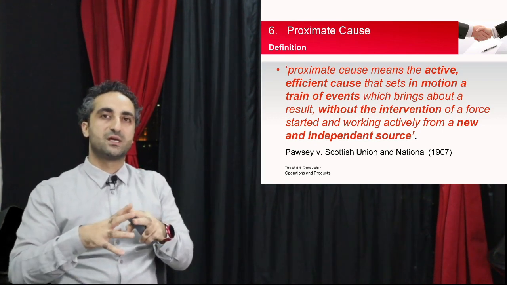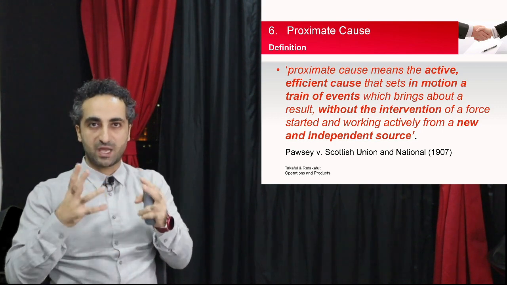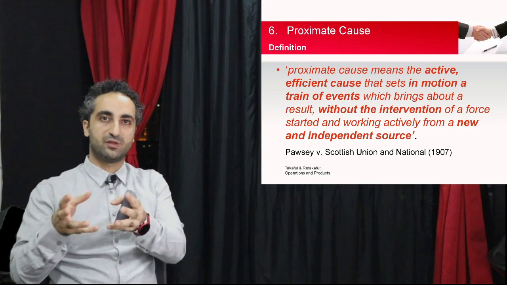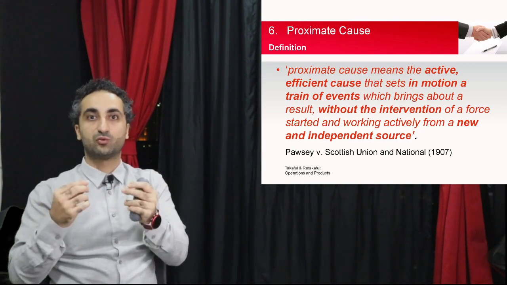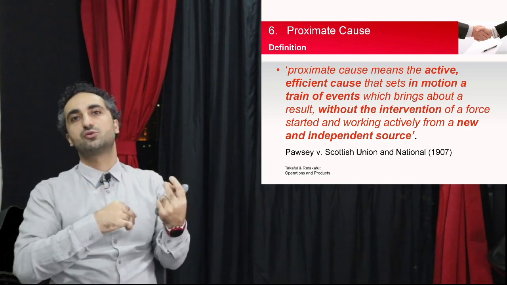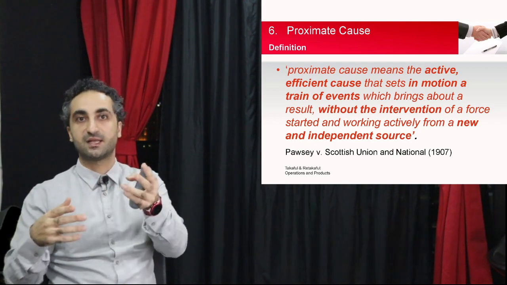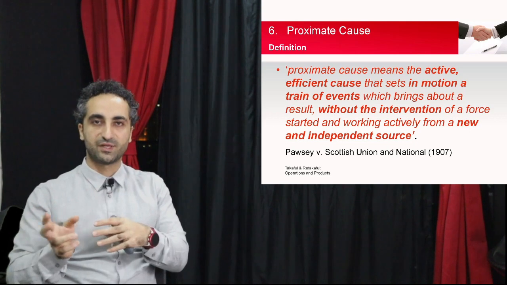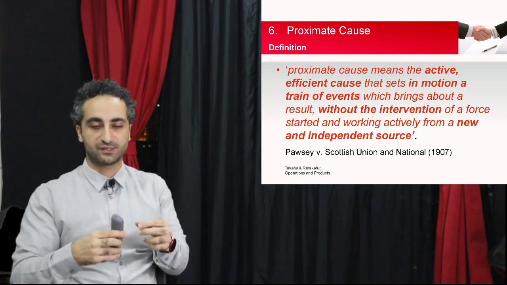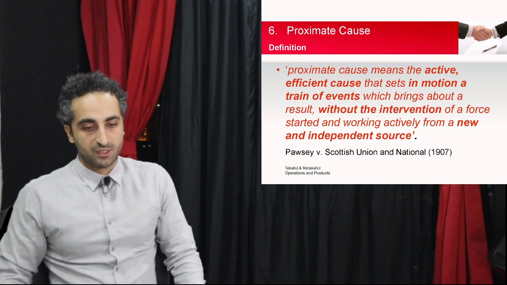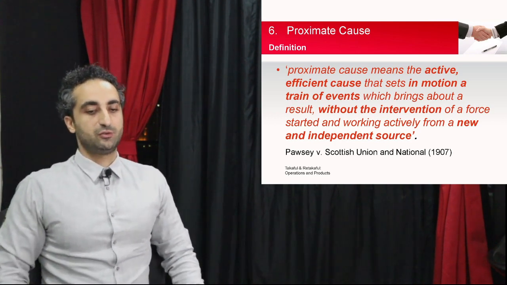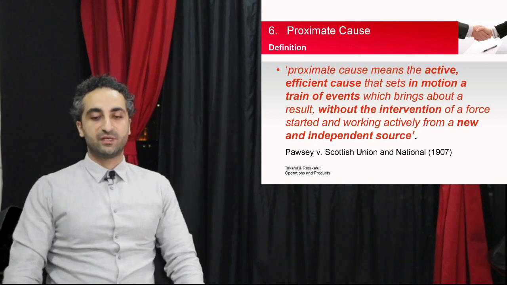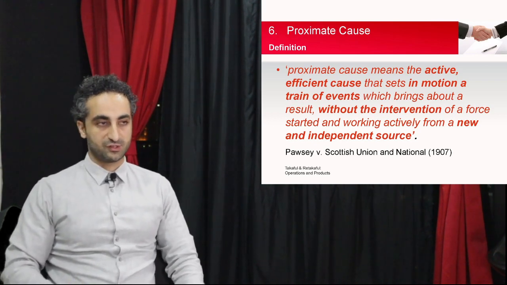What was the main cause for death? Okay, we go back to the main, let's say cancer. But what was the proximate cause for the death? It's not cancer, it's maybe smoking that led to cancer, that led to death. So we will see clearer examples later, which brings about a result without the intervention of a force started and working actively from a new and independent source.